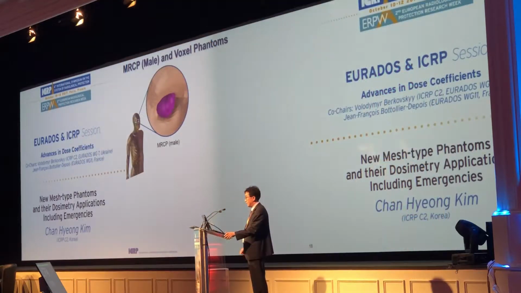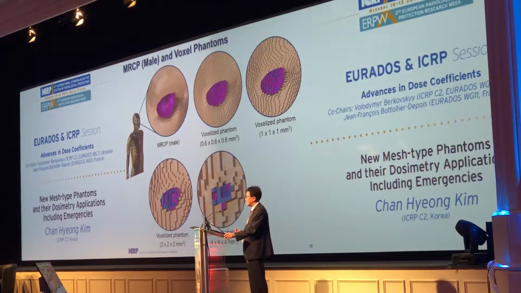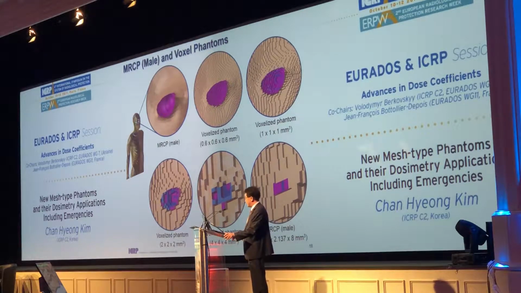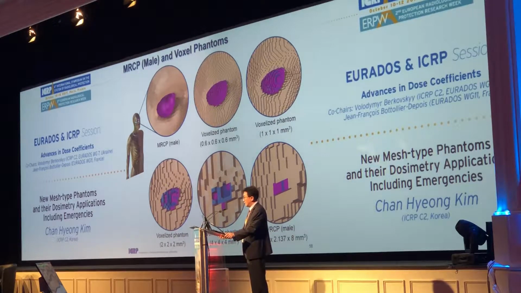This is the male phantom, and then we voxelized this phantom with different voxel resolutions. The first one is 0.6 millimeter voxel resolution, then 1 millimeter, 2 millimeter, and 4 millimeter voxel resolution. These are voxel phantoms, and this is also a voxel phantom, the current voxel type reference computational phantom released in Publication 110. And then we implemented all these phantoms in the Monte Carlo code and compared the performance of the mesh phantom with the other voxel phantoms.